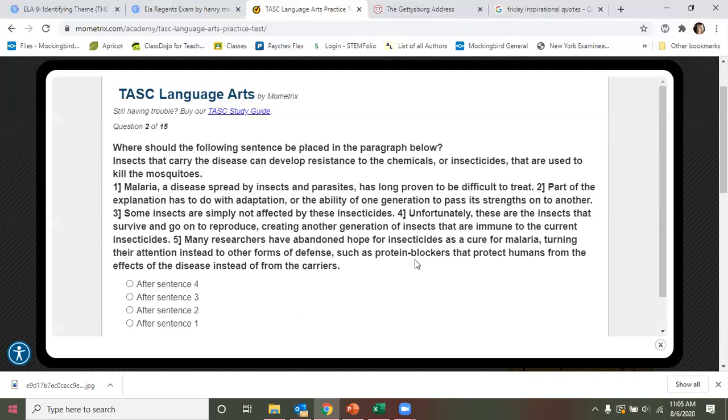So where would we put this? Some insects are not... I would probably put it right between 3 and 4. So right after sentence 3.